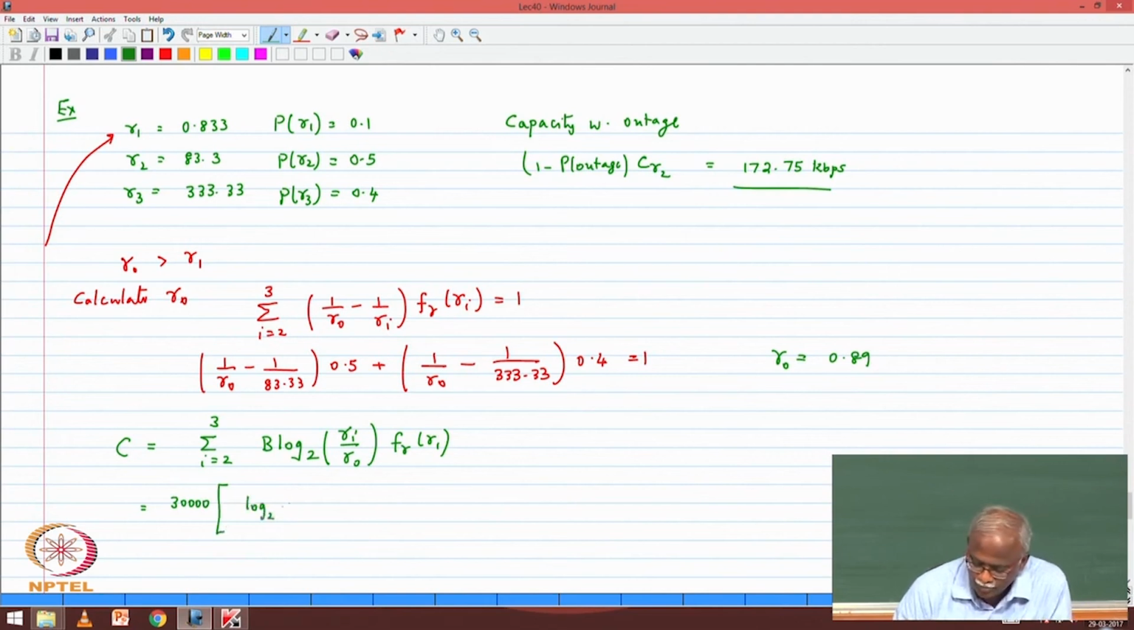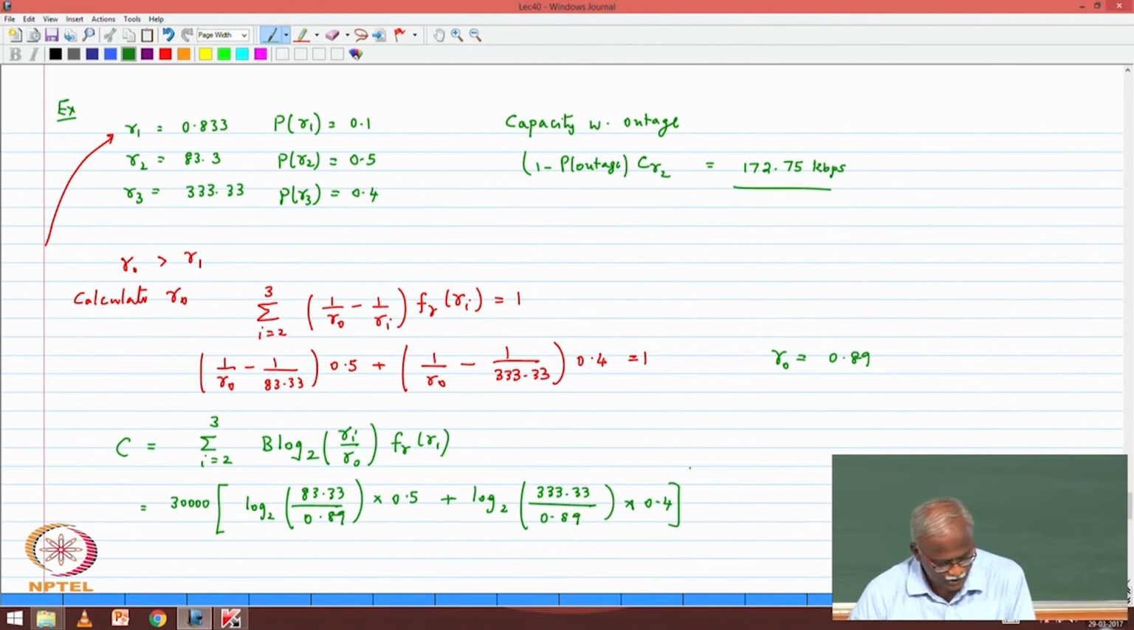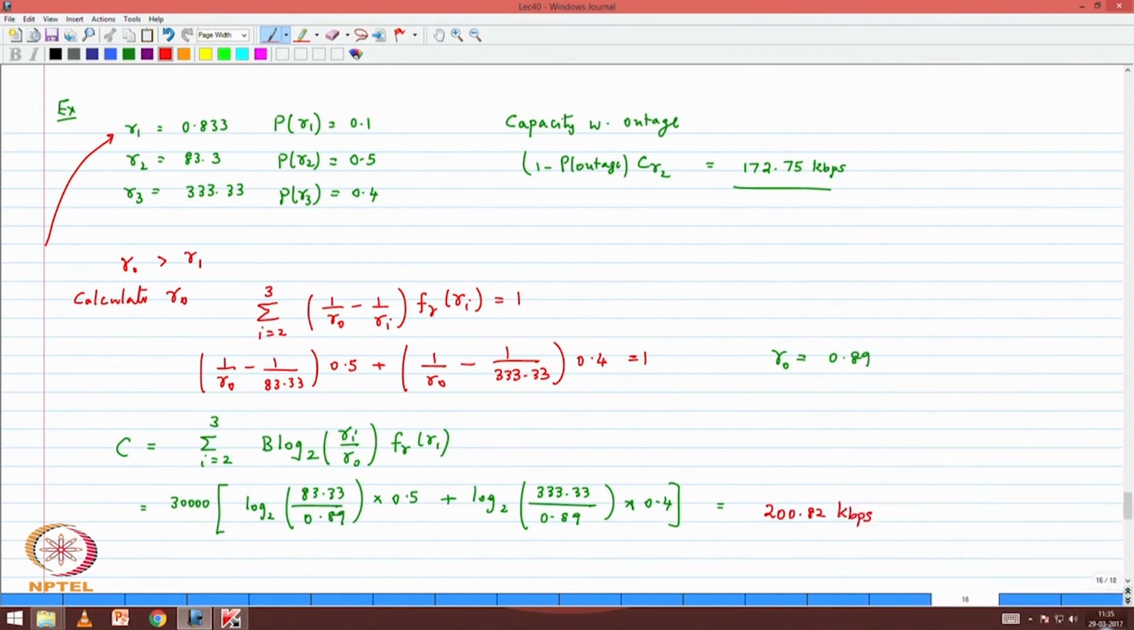First one is logarithm base 2 of 83.33 divided by 0.89 times 0.5, that's the probability. Second one is logarithm base 2 of 333.33 divided by 0.89 multiplied by 0.4. Please do complete this calculation. Verify that this answer comes out to be 200.82 kbps. So even under nominal channel conditions, water filling extracted almost 30 kbps extra.